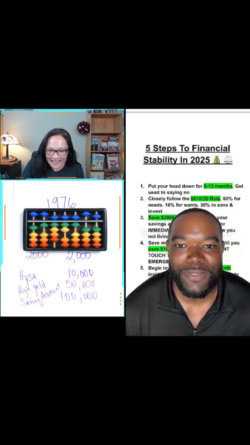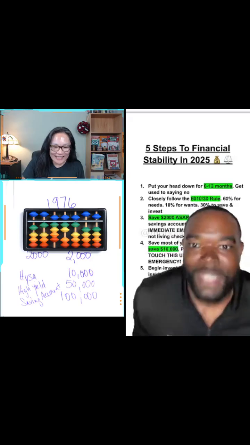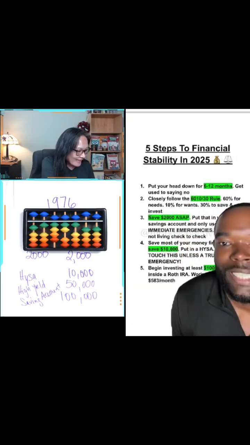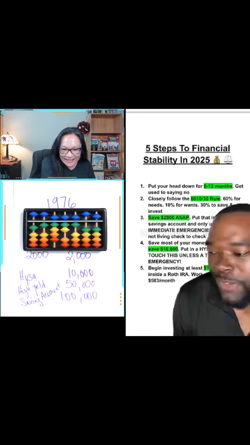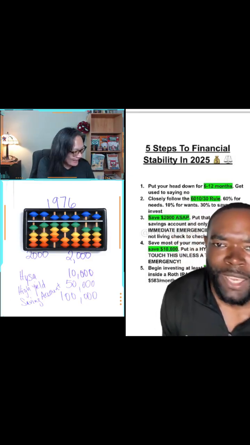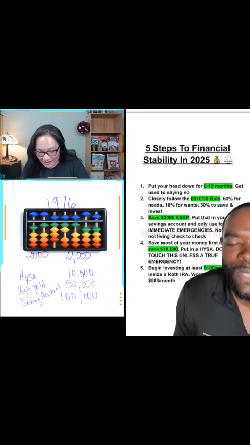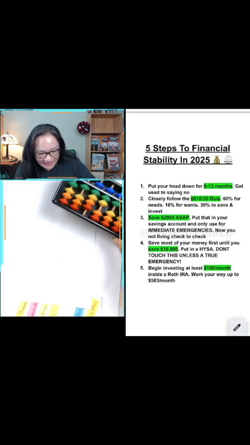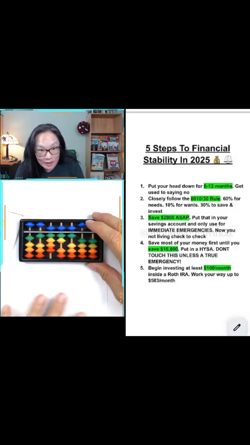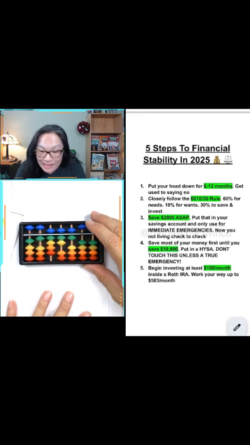Okay, so next, let's go to the next step of these 5 steps to financial stability in 2025. Y'all down for that? Let me know in the chat. Okay, I'm still on step 4, by the way. I want y'all to take a screenshot of this. Some really good information. Thank you so much, Vince, for letting us know about the personal finance and the 5 steps of financial stability in 2025.